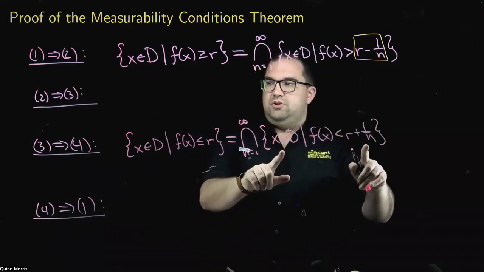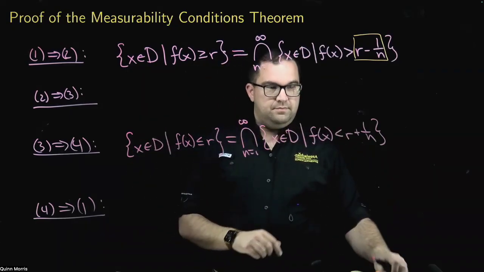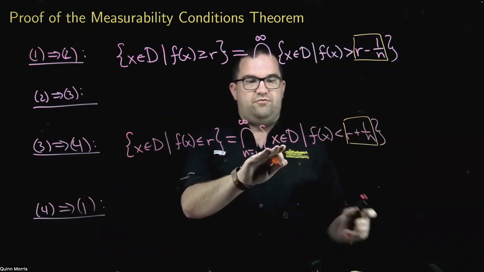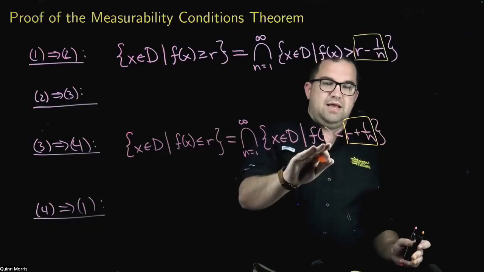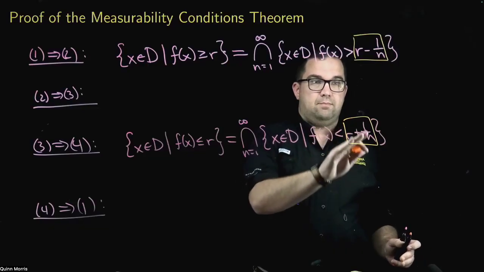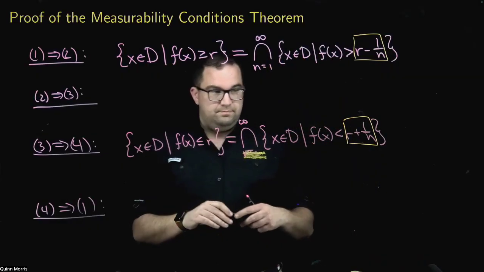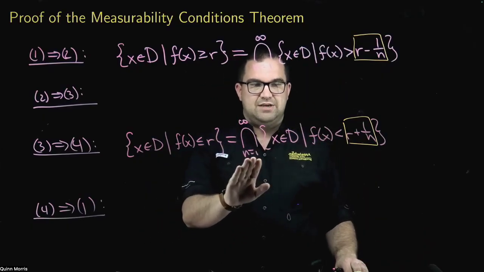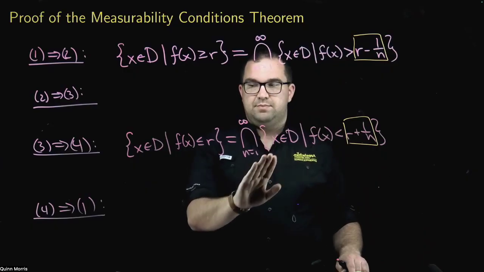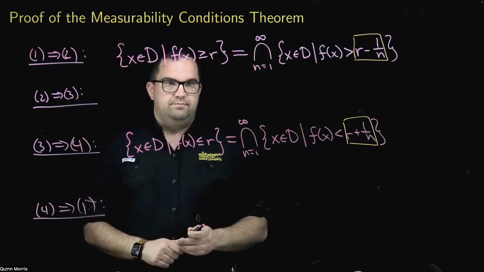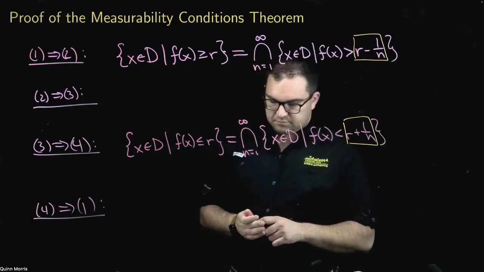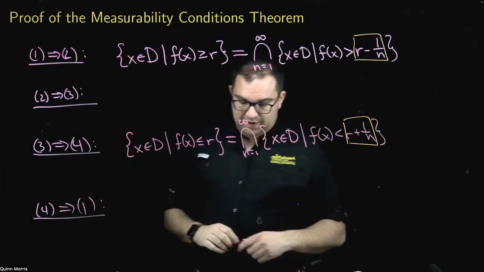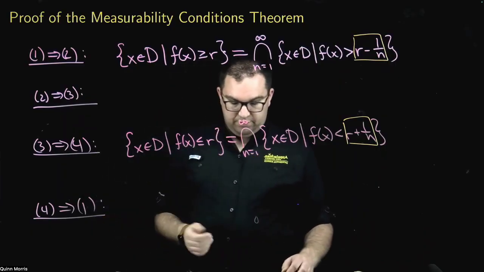Okay. Then you have from 3 that sets of this form, the set of all x in D such that f of x is less than some real number, they are all measurable. So all of these sets are measurable. So I have a countable intersection of measurable sets. That must be measurable. So this set is measurable. All right, perfect. Now, 2 implies 3 and 4 implies 1, I actually think are a bit simpler.